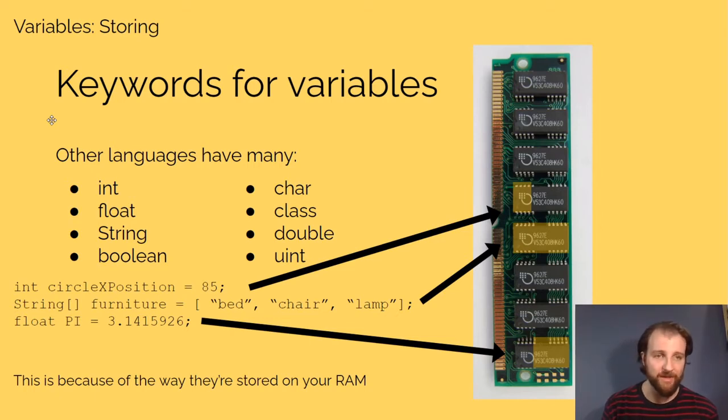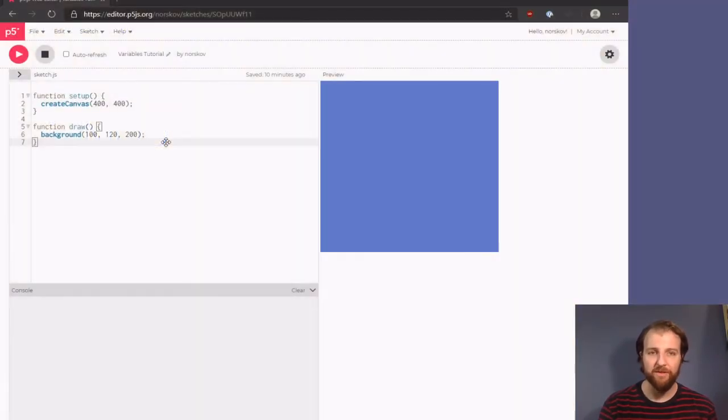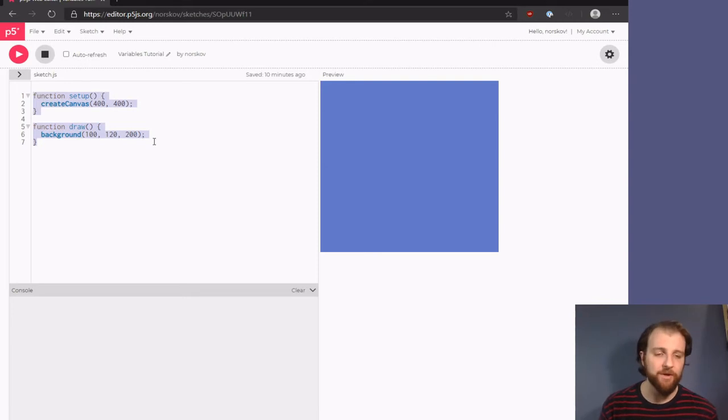So let's get to an example in JavaScript. And I'm going to be using my dog MoonPie for this example. Now, we want to remember when MoonPie's birthday is. So I'm going to switch over to the P5JS online editor. Now here I have some code, the setup and the draw function. We're not going to be using those today, so I'm just going to delete those for now. Most of the time we will be using those in the future.